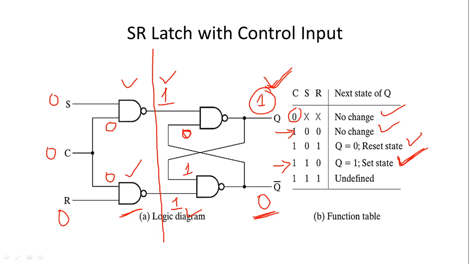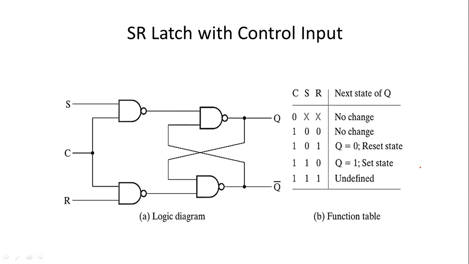Now interestingly, the final row shows an undefined state. So it means when both our S and R are 1 1 and clock is also 1, it will show an undefined state. So let's see how this undefined state works. Let me clear this one again. So in this case, S1, R1 and control is 1. So it means here 1 and 1 for the second NAND gate.